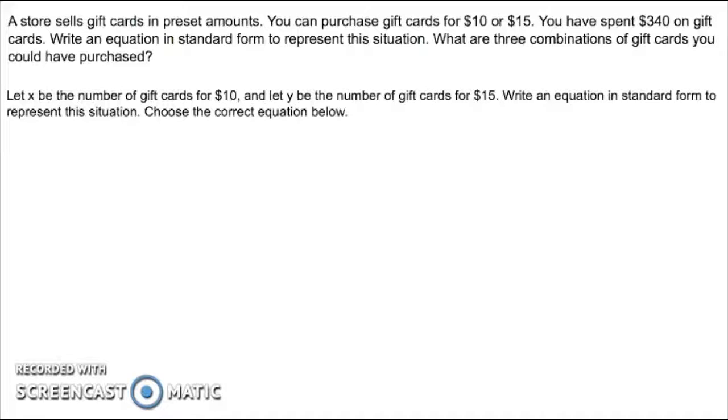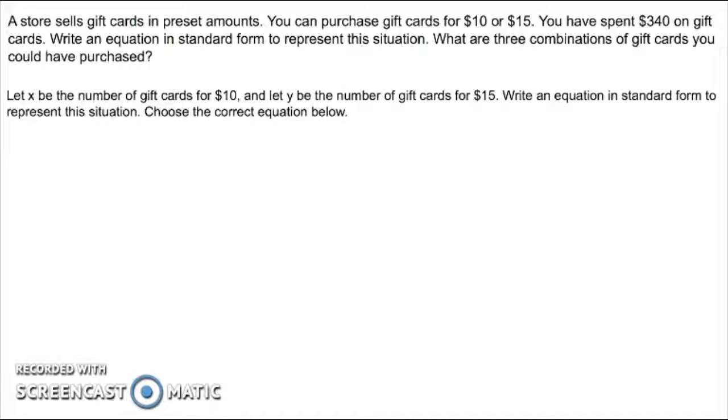Number 1. A store sells gift cards in preset amounts. You can purchase gift cards for $10 or $15. You have spent $340 on gift cards. Write an equation in standard form to represent the situation. What are 3 combinations of gift cards you could have purchased?